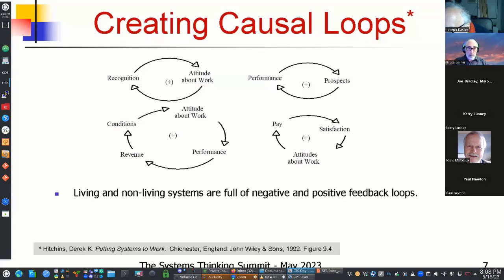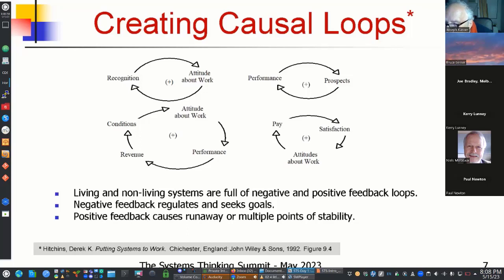Living and non-living systems are full of negative and positive feedback loops. Negative feedback regulates and seeks goals. Positive feedback causes runaway or multiple points of stability. And all the examples here are positive. I noticed after a while that I was teaching this, and when I asked the students to create some causal loops of their own, all the causal loops they gave me were positive. None of them had anything negative in them, so I changed the example to include some negative ones as well.